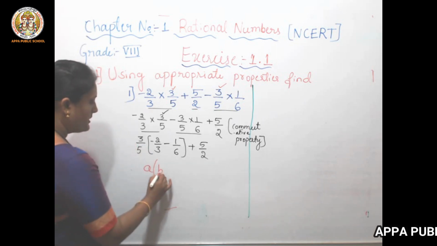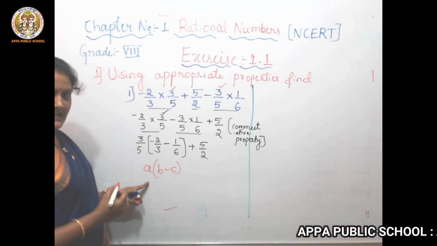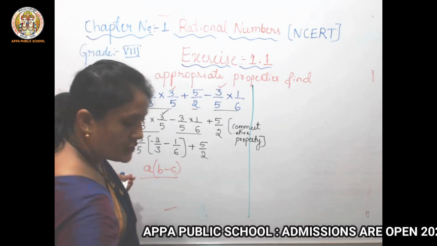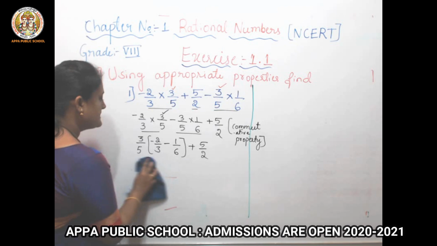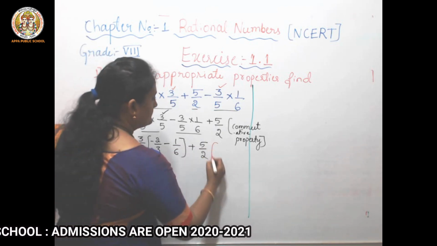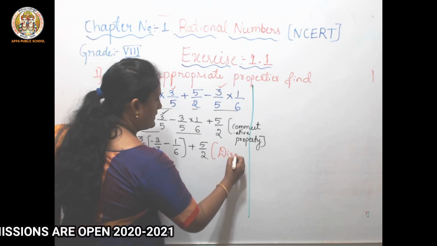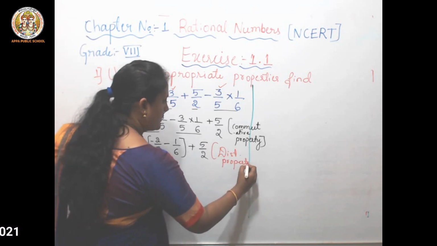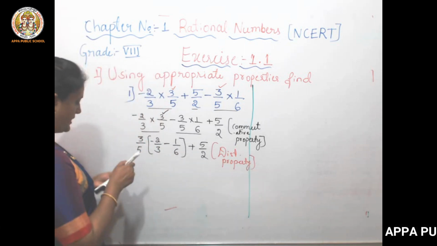Now, can you see this in this form? A into B minus C. Yes. So this is the distributive property. Isn't it? So shall we write the reason? This is the distributive property. Okay. Distributive property. Okay, let's go for the further simplification.